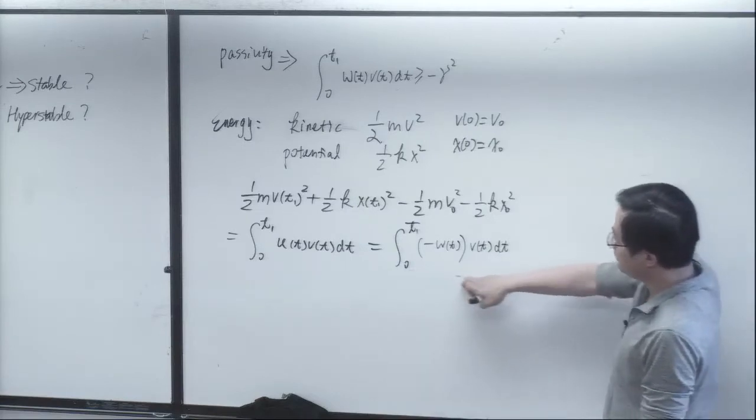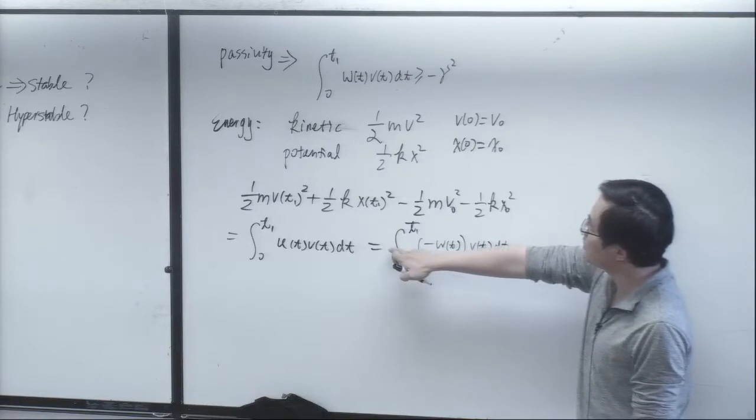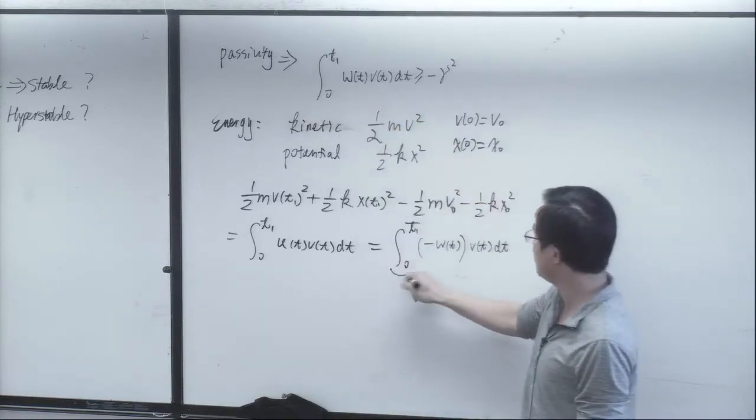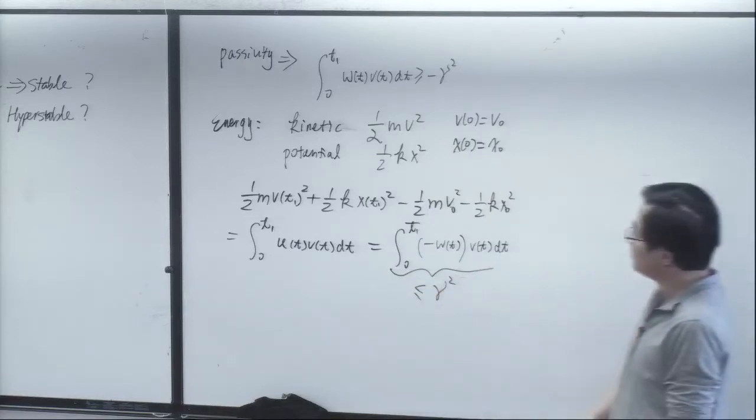So from here, we can see that if we put a negative sign outside, then this whole thing is going to be bounded from the top by gamma squared.